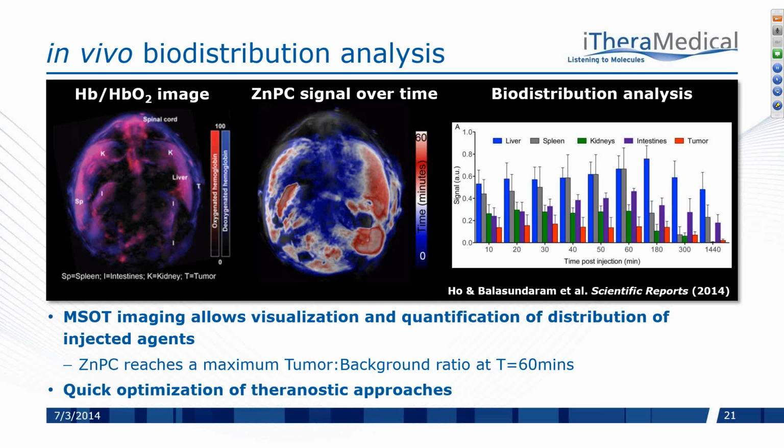In the middle, I show a temporal color-coded image of the zinc PC signal over time, and we can see how this probe is distributing over time. We can quantify these signals shown on the right, and we get a whole comprehensive biodistribution analysis of the zinc PC signal. When we focus on the tumor, we can now look at tumor-to-background ratios, and we can calculate that the optimal tumor-to-background ratio occurs at 60 minutes post-injection. So this allows you a very quick optimization of the theranostic approach. So we can optimize and prioritize which agents to use, and we can also figure out what's the optimal treatment time point for these agents.